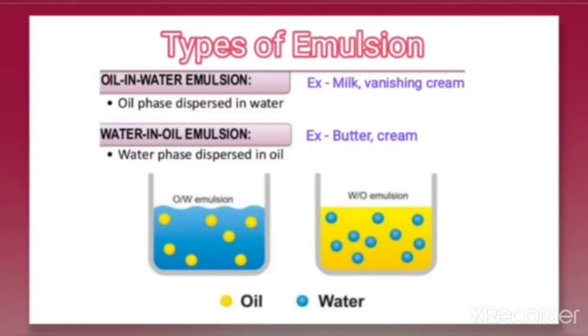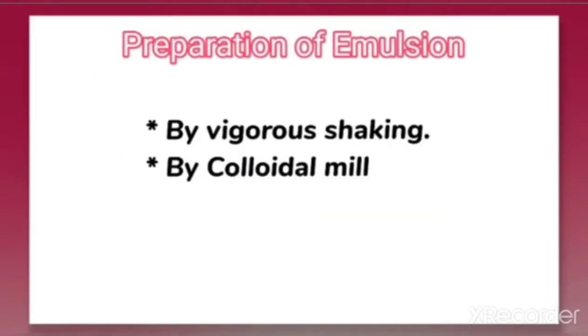So two types of emulsions we have discussed here: oil in water emulsion and water in oil emulsion. Now how can we prepare an emulsion? It is prepared by vigorous shaking, and it can also be prepared in a colloidal mill. When we shake the two liquids vigorously, as they are immiscible or partially miscible, a coarse dispersion of one liquid in the other is obtained. This is the preparation of emulsion.